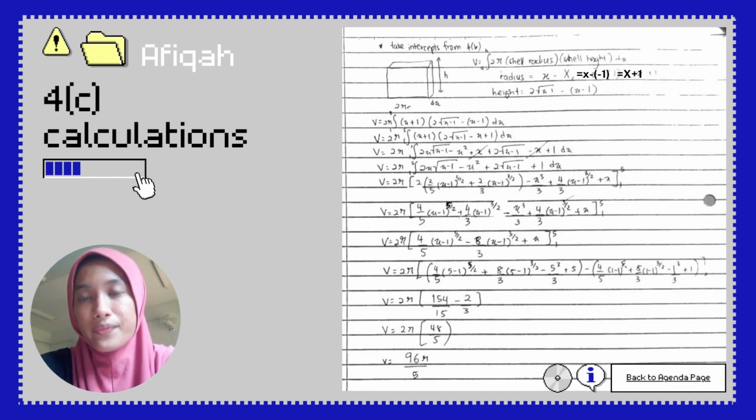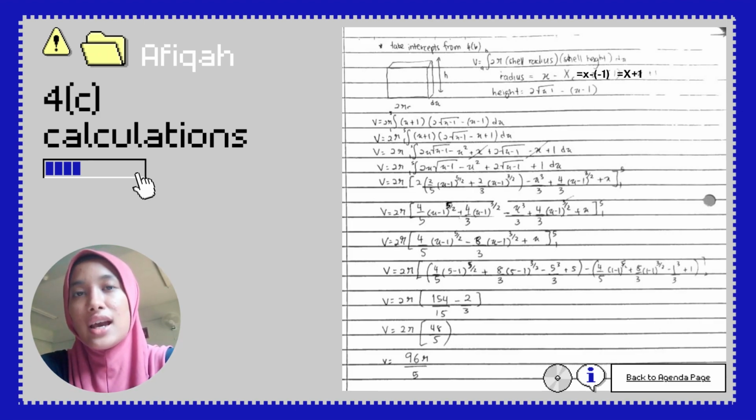And then V equals 2 pi times (4 over 5 (x minus 1) to the power of 5 over 2 minus 8 over 3 (x minus 1) to the power of 3 over 2 plus x) integrated from 1 to 5, and then we substitute 5 and 1 for x.